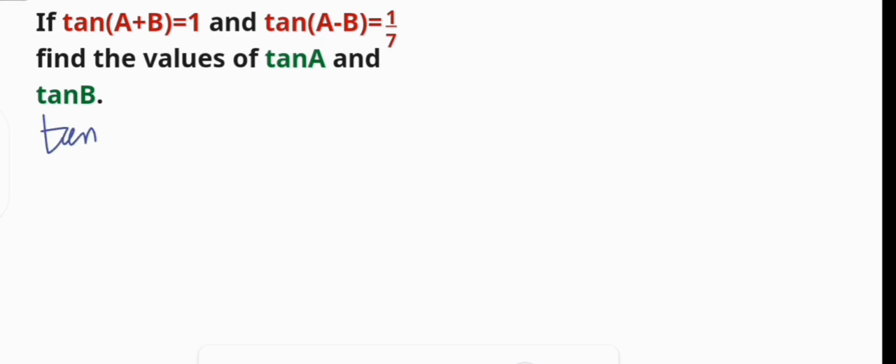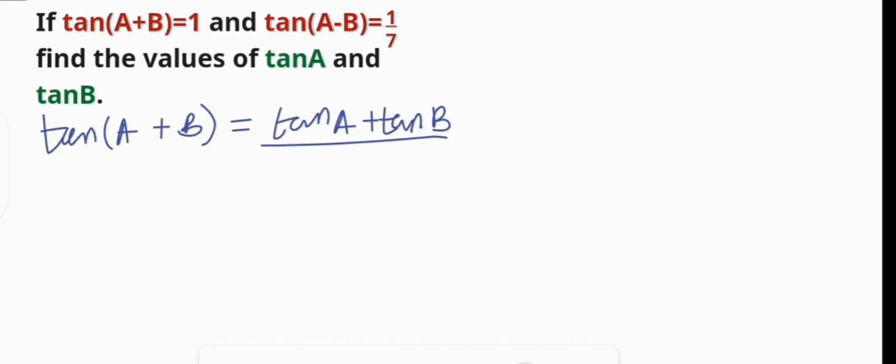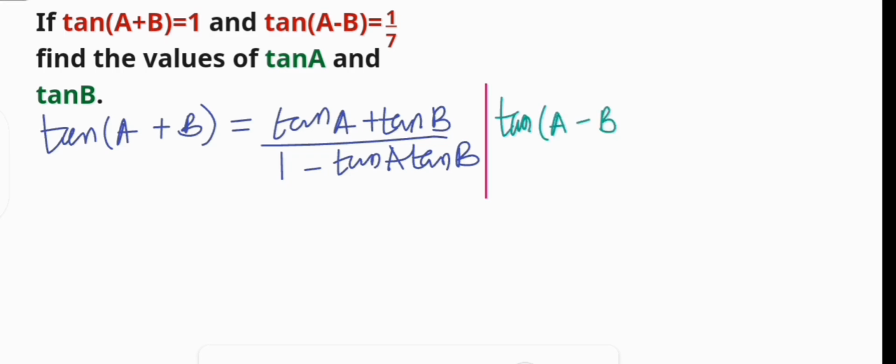For tan(A+B), it is tan A plus tan B over 1 minus tan A tan B, while for tan(A−B), it is tan A minus tan B over 1 plus tan A tan B.